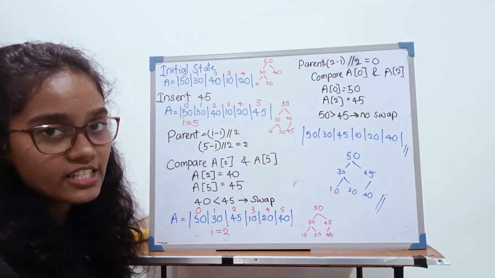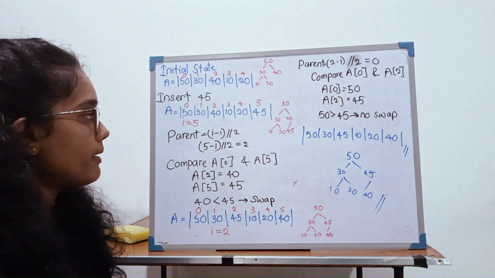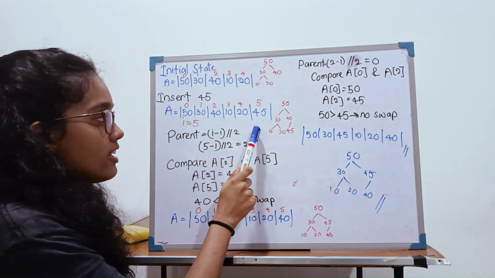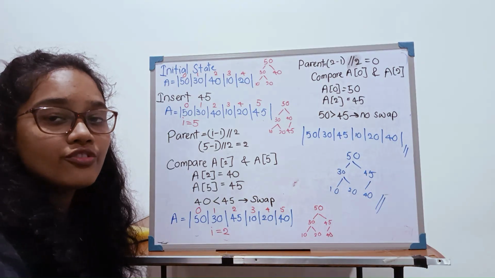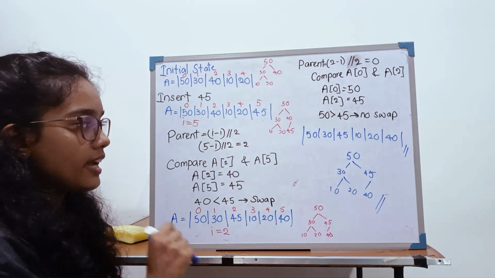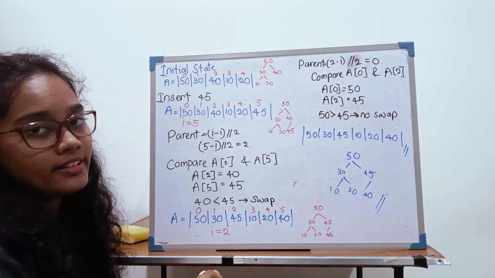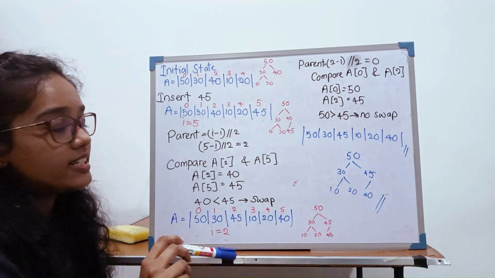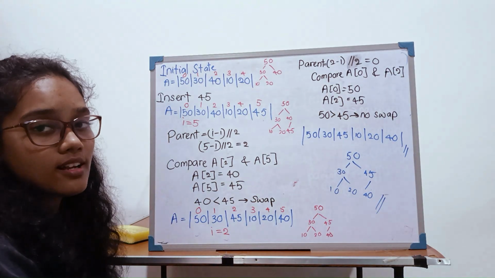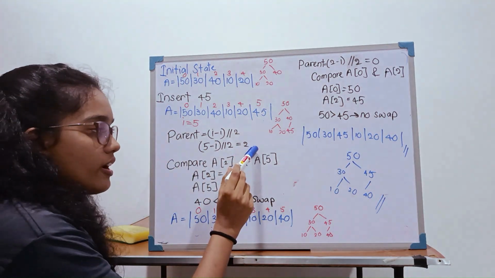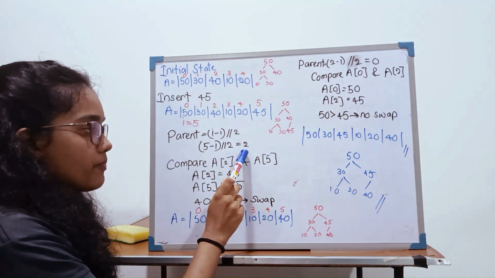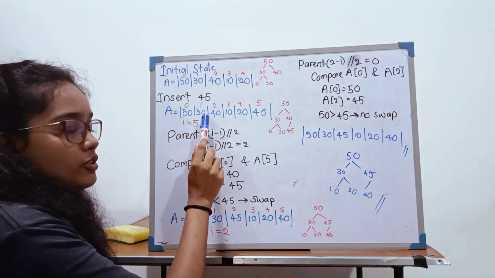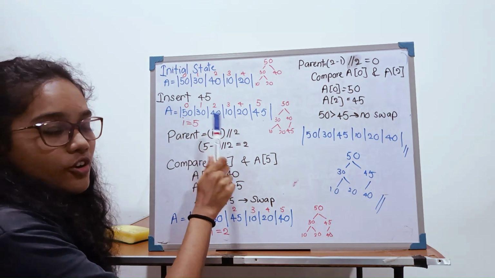Now we want to insert 45 to this heap array. So we are inserting it at the end, and now our I is equal to 5. Then we want to find the index of the parent of that newly inserted element. So as we discussed in the code, this is how we find the index of the parent. Now here the index of the parent is 2. That means the value is 40.